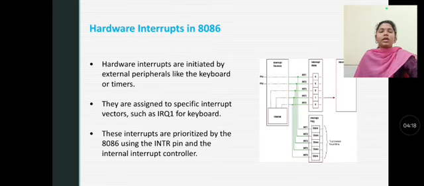Hardware interrupts in 8086. Hardware interrupts are initiated by external peripherals like the keyboard or timers. They are assigned to specific interrupt vectors such as IRQ1 for keyboard. These interrupts are handled by the 8086 using the INTR pin and the internal interrupt controller.